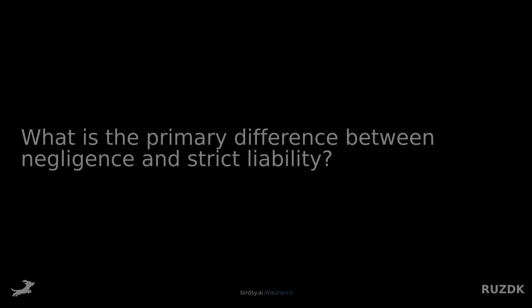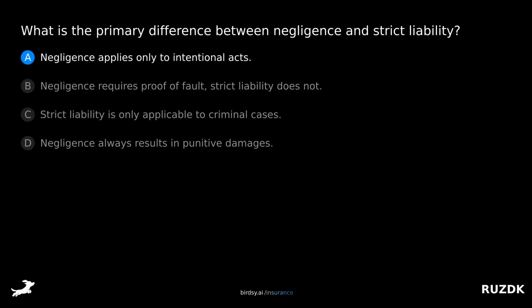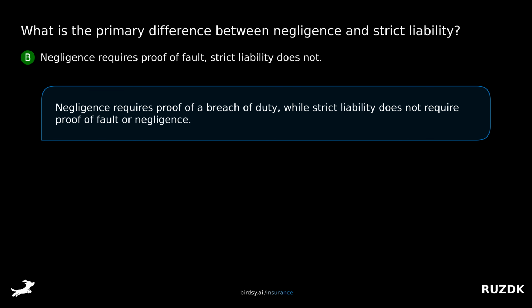Liability and contract law. Negligence liability types. What is the primary difference between negligence and strict liability? Is it A, negligence applies only to intentional acts, B, negligence requires proof of fault, strict liability does not, C, strict liability is only applicable to criminal cases, or D, negligence always results in punitive damages? The answer is B. Negligence requires proof of a breach of duty, while strict liability does not require proof of fault or negligence.